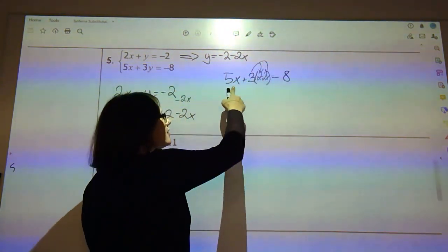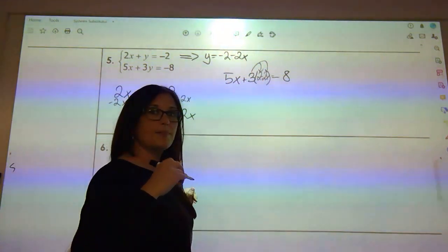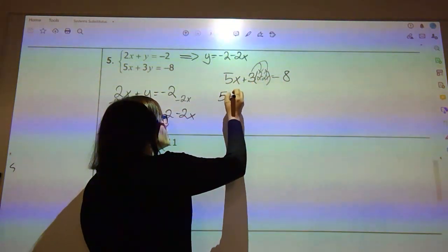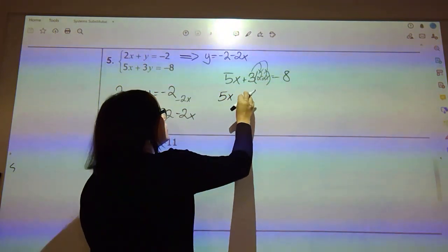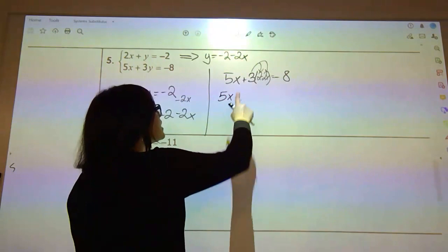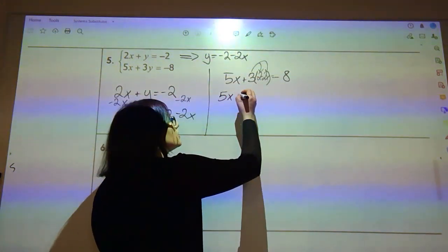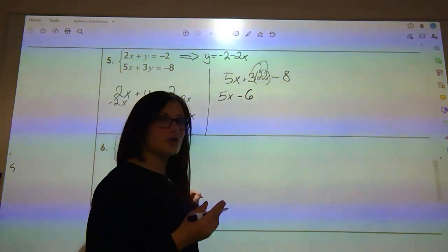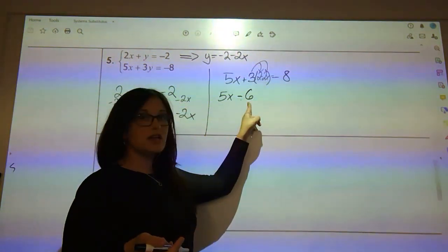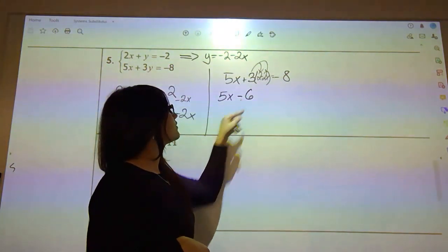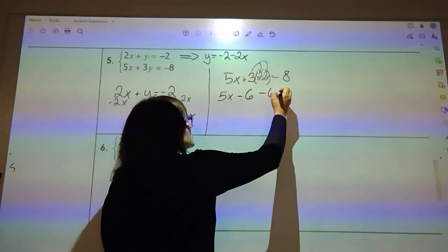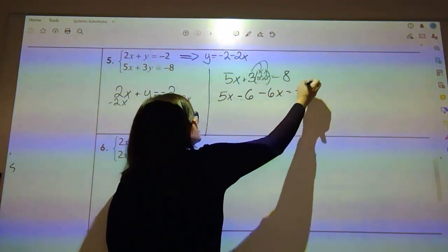Now you notice this 5x isn't being distributed. Okay, this is being added. It's the 3 that's being multiplied. So I got 5x. Okay, be careful with your signs. I always like to distribute and then write a plus or minus. 3 times -2 is -6. So don't write that plus sign until you know what the next number is going to be, or the next value. It's a negative, so I'm just going to write a minus. 3 times -2x is a -6x, equals -8.